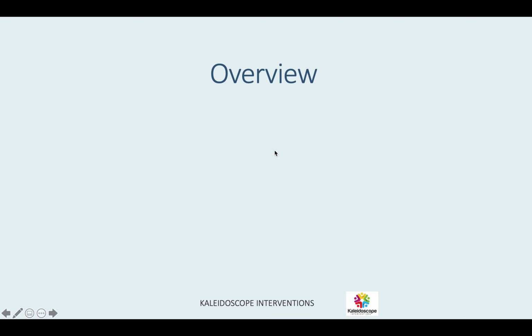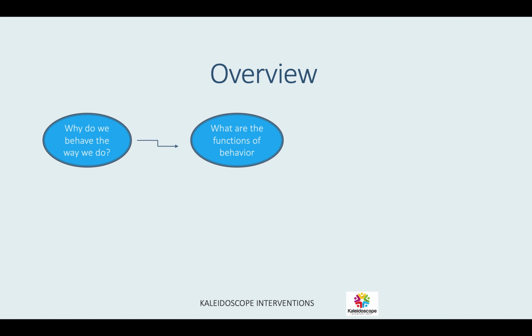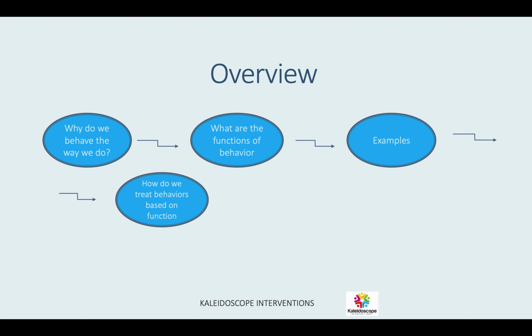Today, we'll be talking about what causes someone's behavior, or what the function of the behavior is. So first, we will be talking about why we behave the way that we do. Then, we'll talk about the functions of the behavior that is emitted. And then, we will go over some examples. And then finally, we will talk about how we treat the behaviors based on the function. All right, you ready? Let's begin.